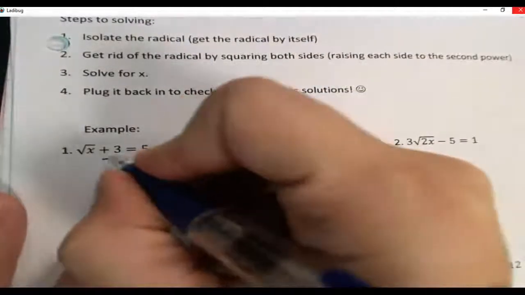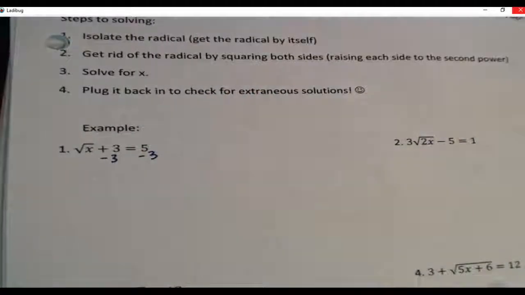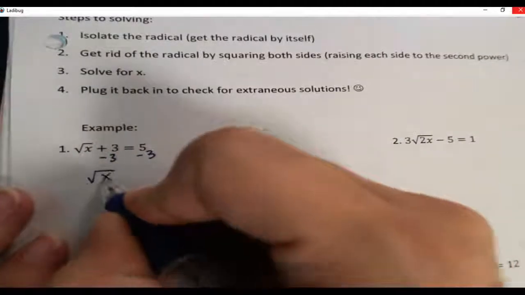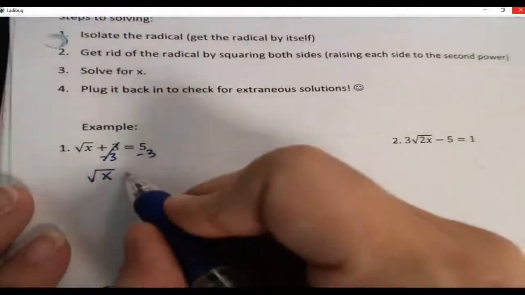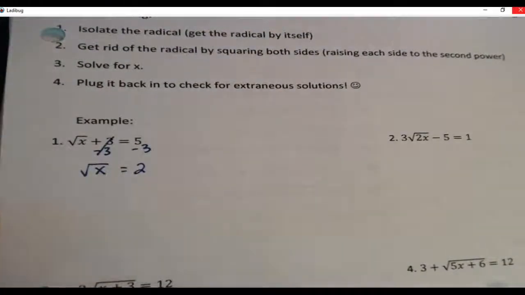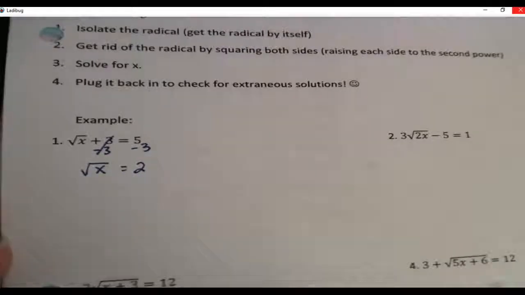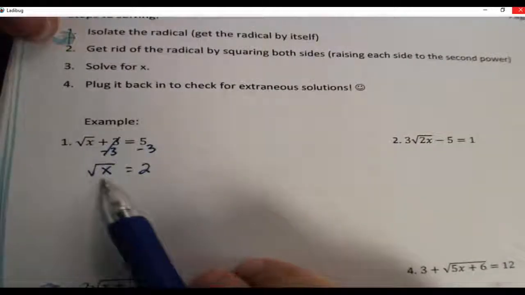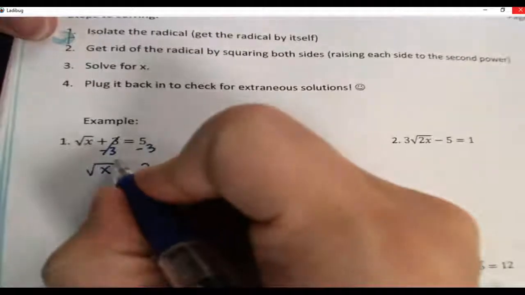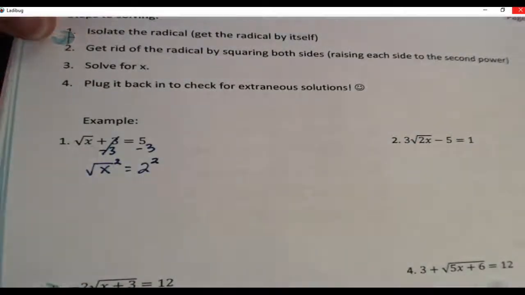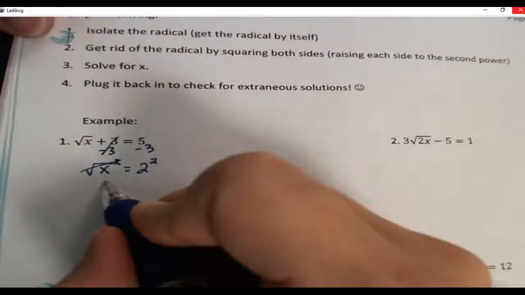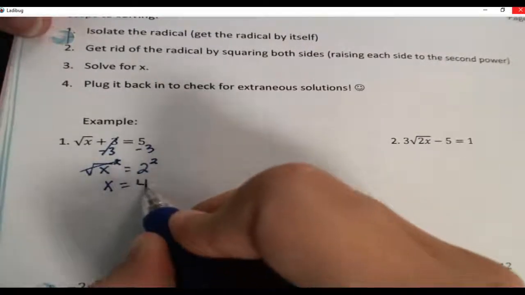Good. So subtract 3, minus 3 on both sides. So then we've got square root of x, because our 3's cancel out, and then 5 minus 3 is 2. So now our square root is all by itself, so we can get rid of it by squaring both sides. Okay, so just like our warm-up, square and the square root are inverses, so they cancel each other out. So then we get x equals, and then 2 squared is 4. Good.